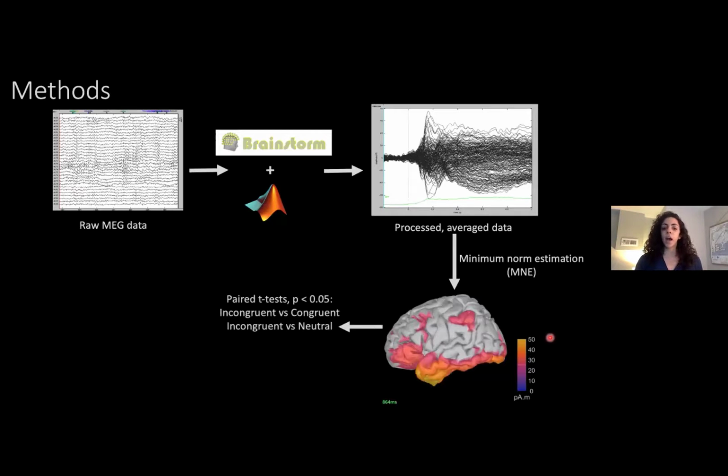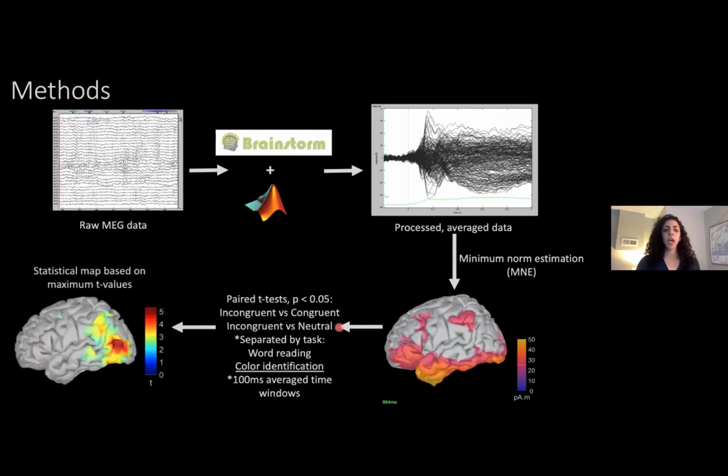We can then run our paired t-tests. We did two comparisons, incongruent versus congruent and incongruent versus neutral. These are also separated by task type, word reading, and color identification. For the purpose of this shorter presentation, we're going to focus on color identification since that's more relevant to the Stroop task. And then within that first 1,000 milliseconds, we divided it into 100 millisecond time averaged windows. And then finally, we were able to create statistical maps based on the maximum t values from these t-tests.